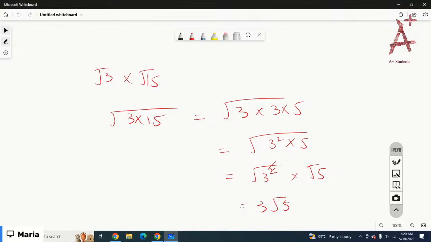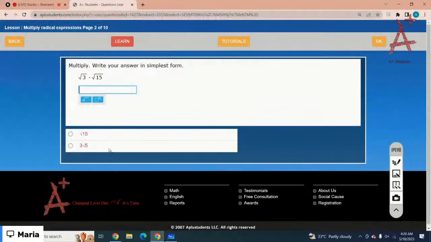Got it? You have to factor out 15. It would be 3 times 5. You can then make a pair of 3 times 3. It will be 3 squared. The square and square root get cancelled out and you are left with 3 square root 5, not 15. The correct option is the second one.